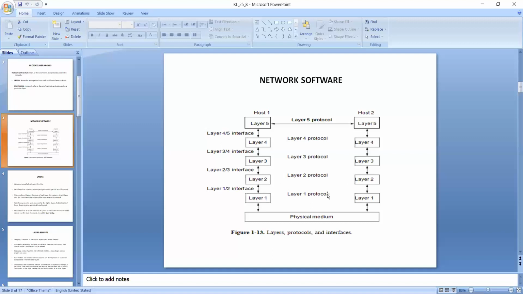Layer one protocol means it is an agreement between layer one in host one and layer one in host two. That means same layers of different machines agree to communicate with each other by a protocol known as layer one protocol. Same layers, layer one, but in two different machines, make an agreement for communication. How to proceed with the communication? The agreement made by those two layers is known as protocol.